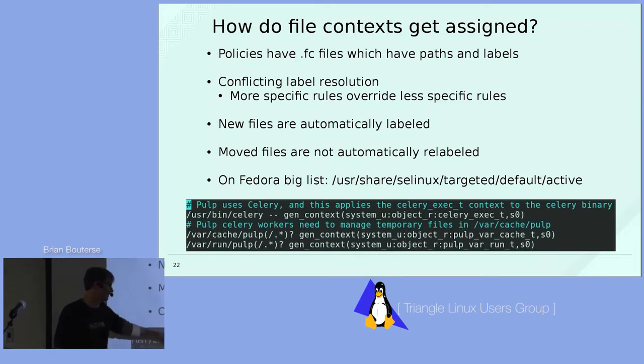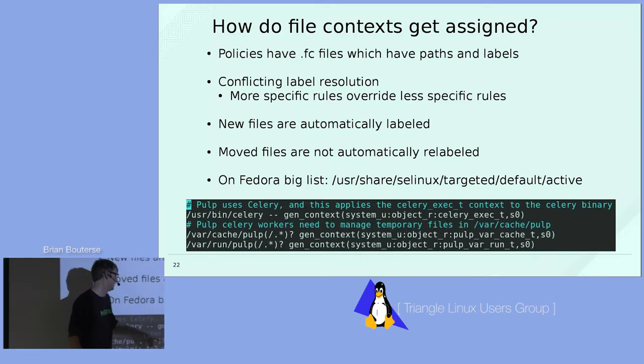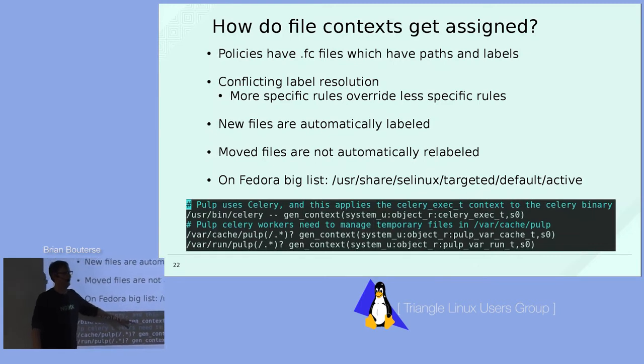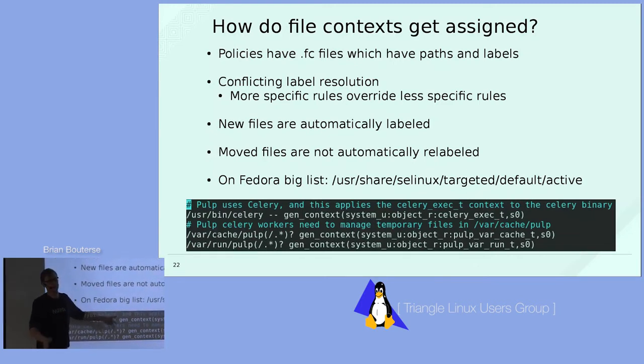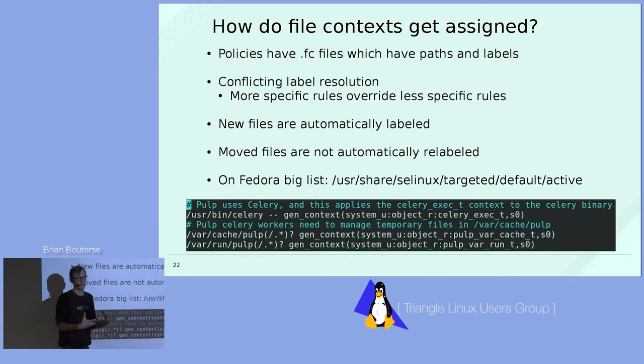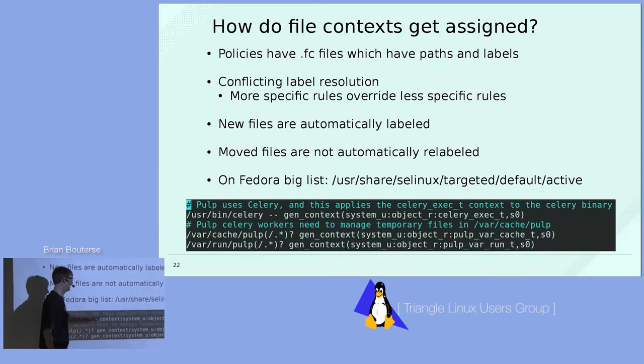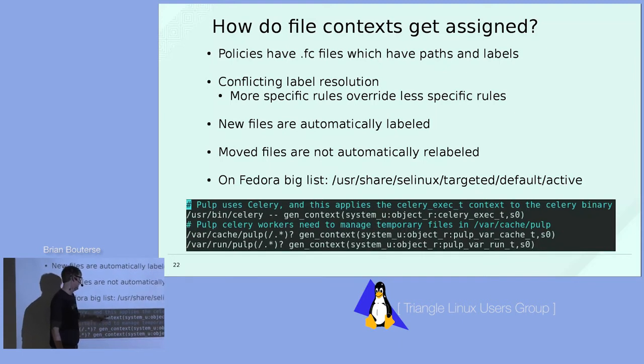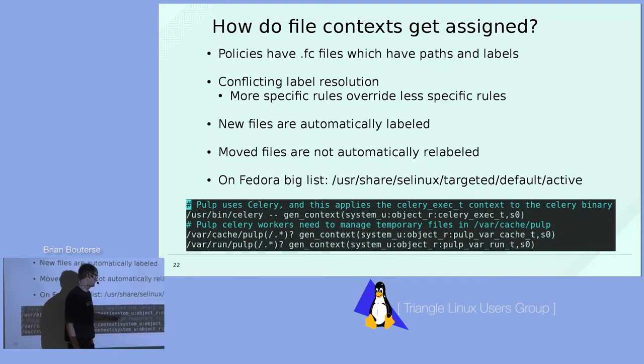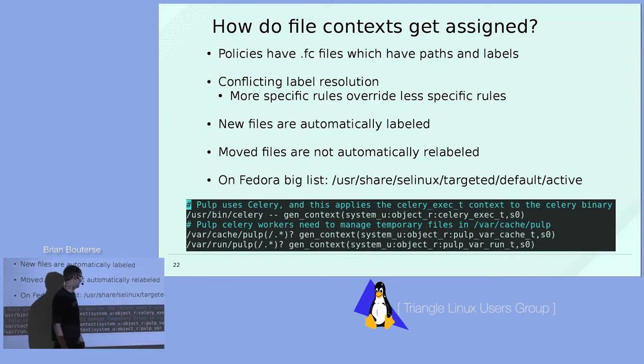Here's the path, /usr/bin/celery, and gen context. This is an SELinux idiom that you can learn more about next week when we actually talk about the policies and writing them, and writing SE files. But it basically says generate a security context that has system_u and object_r. These are very generic labels.